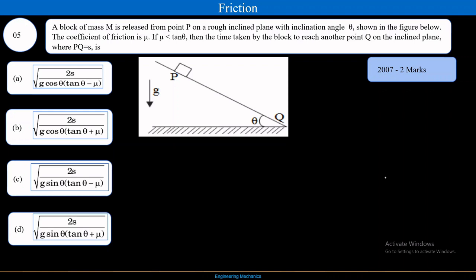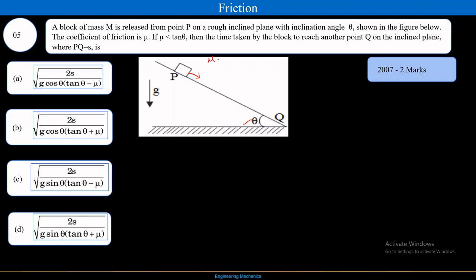Okay, let's see how to solve this problem. A block of mass m is released from point P. It is moving in this direction on a rough inclined plane with an inclination angle theta, as shown in the figure below. The coefficient of friction is mu, which is less than tan theta.